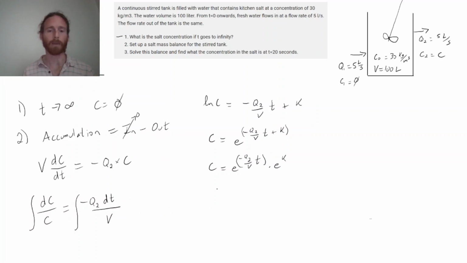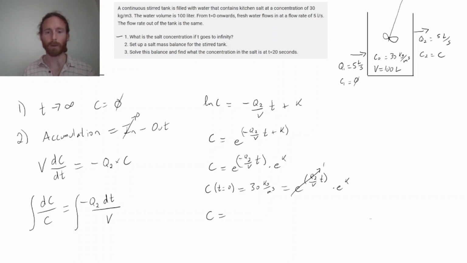So we need to find out what our constant is here, and we can use our boundary conditions for that. We know that C at time equals 0 is going to be 30 kilograms per cubic meter, which equals e to the negative Q2 over V times t, times e to the K. Now, when t equals 0, this is going to be e to the power of 0, and that just goes to 1. So 30 kilograms per meter cubed is going to be e to the power of K. So we can rewrite our equation.